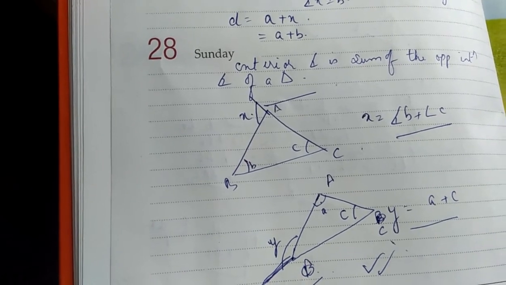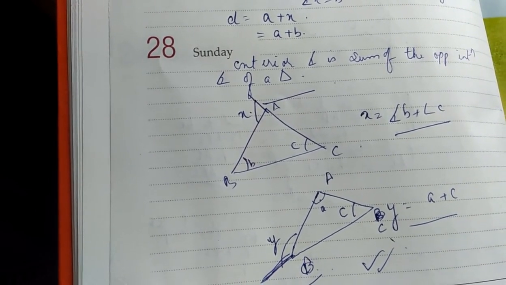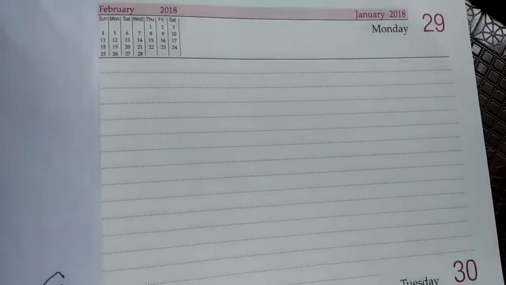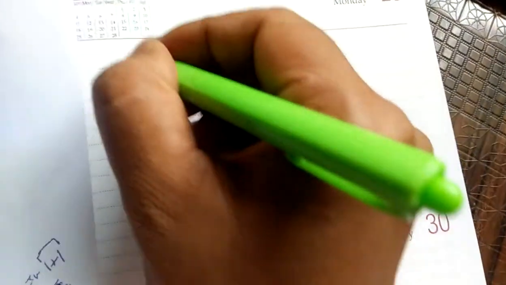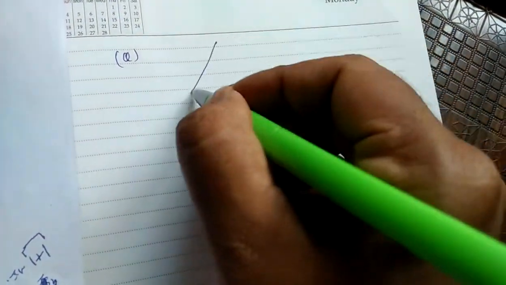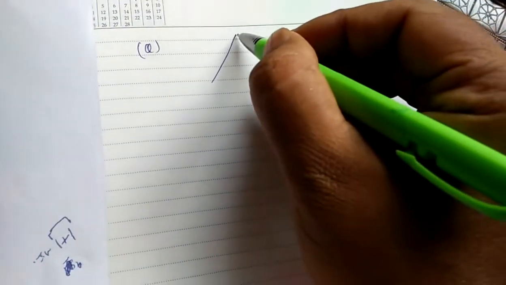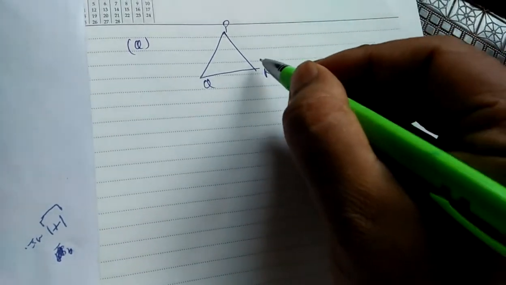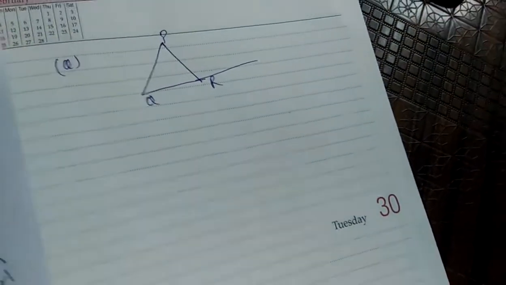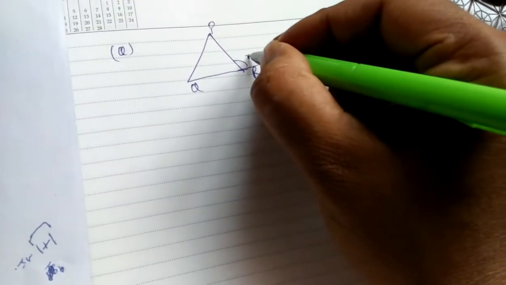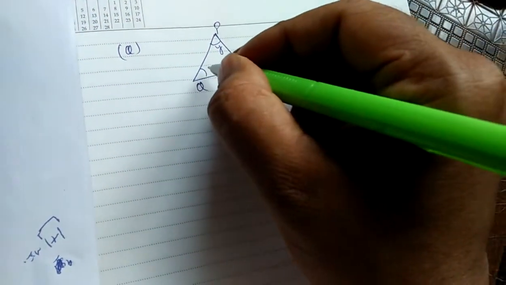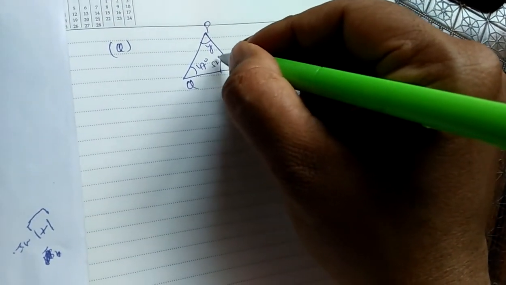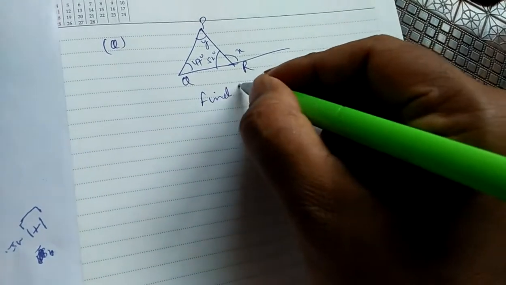This is simple enough, so we have discussed this. Let's see what's the next topic here. Let's discuss a question just to make things clear. This particular triangle is PQR. This particular angle is X. This particular angle is Y. This particular angle is 47 degree. This particular angle is 52 degree. Question is: find X and Y.